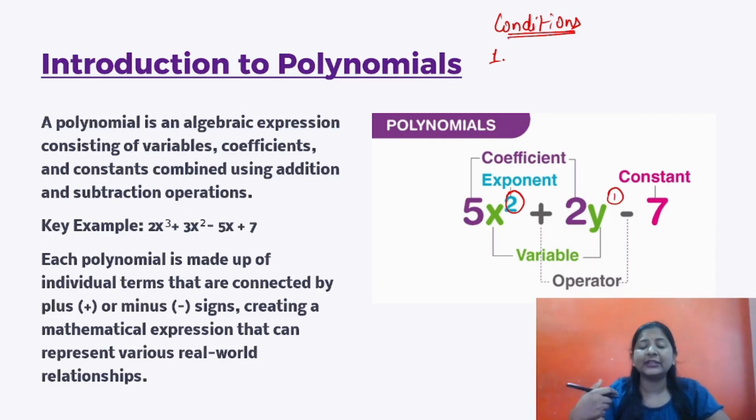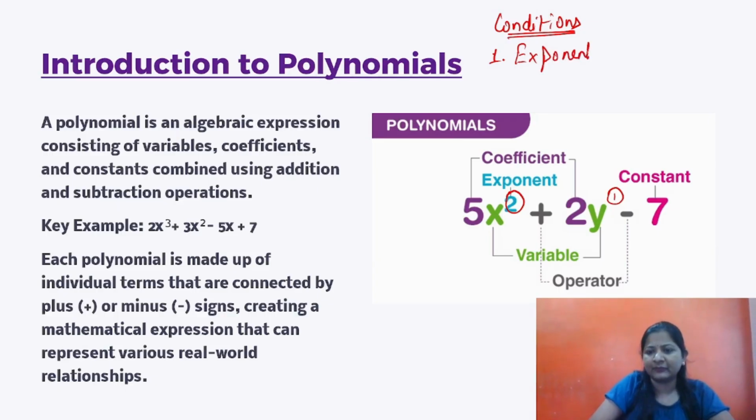So just remember, the exponent should be a whole number. What is a whole number? 0, 1, 2, 3. So the exponent can be any whole number. This is the first condition. Let me write it over here: exponent should be a whole number. I hope there is no issue regarding this.